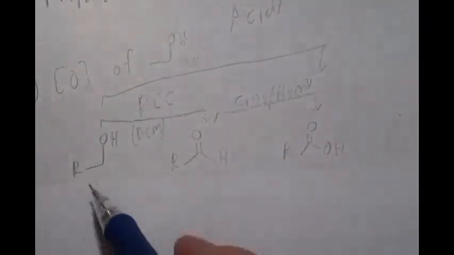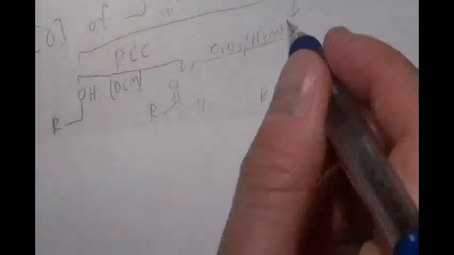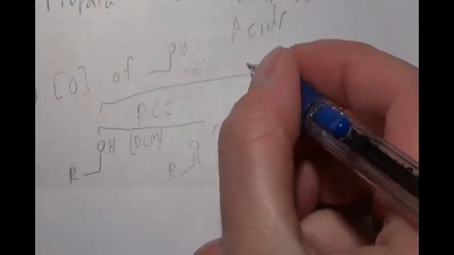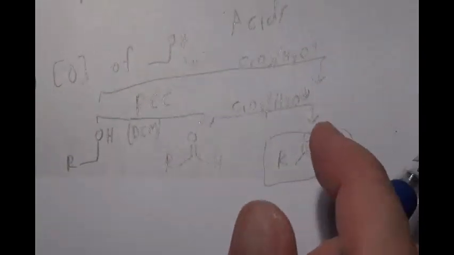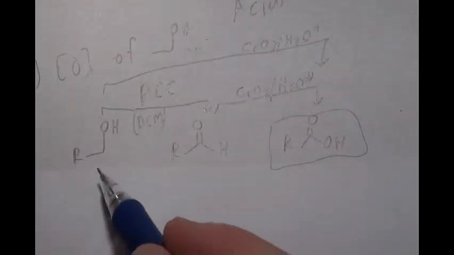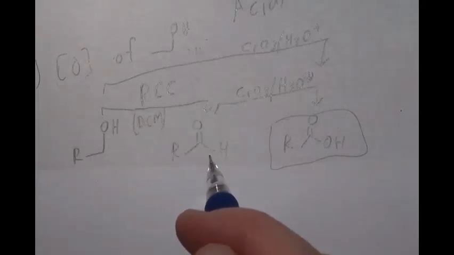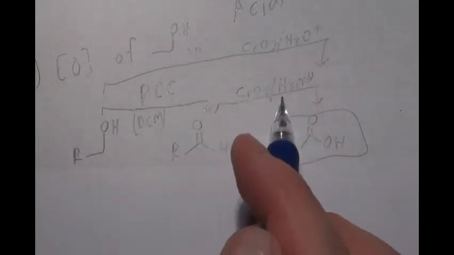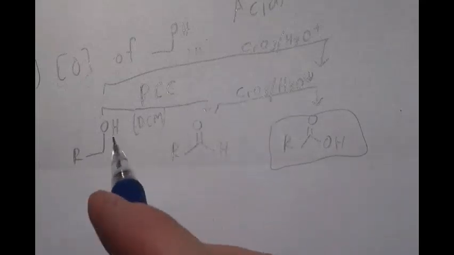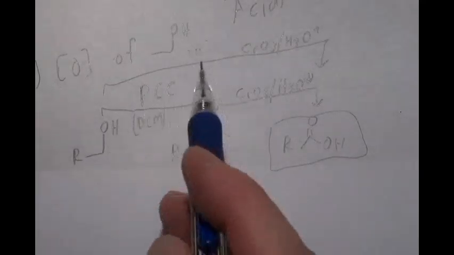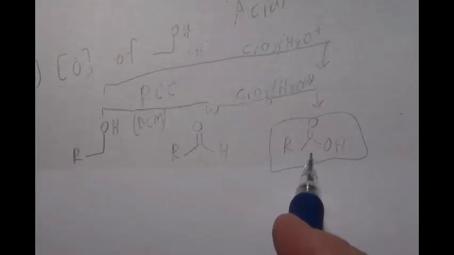How do we go all the way in one step, from a primary alcohol all the way to the carboxylic acid? Well, we can do that with CrO3 and acid also. So we have a couple of ways to do this. We could do a two-step oxidation: primary alcohol to an aldehyde with PCC, and then aldehyde to the carboxylic acid with CrO3 and H3O+. Or we can do it all in one step, primary alcohol all the way to the carboxylic acid.